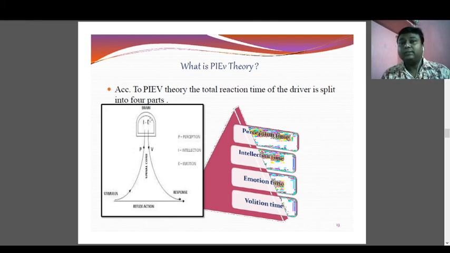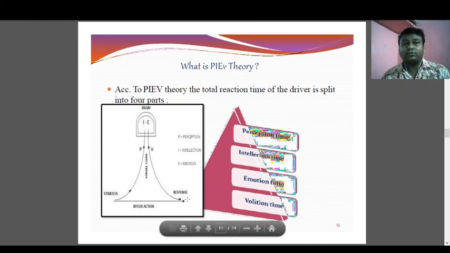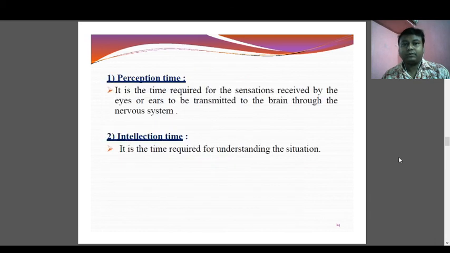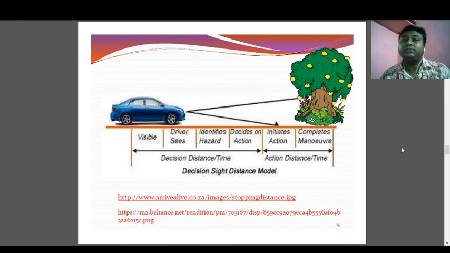And finally is the volition. Volition means the final action taken. The action-taking process comes under volition, and then the response. So I have discussed perception. It is the time required for the sensation received by the eyes or ears to be transmitted to the brain through the nervous system. What is intellection time? Intellection time is the time required to understand the situation.